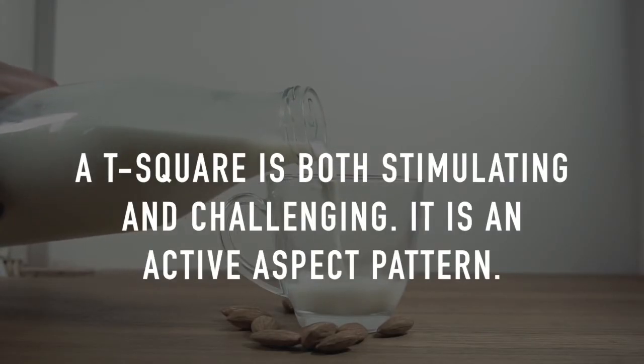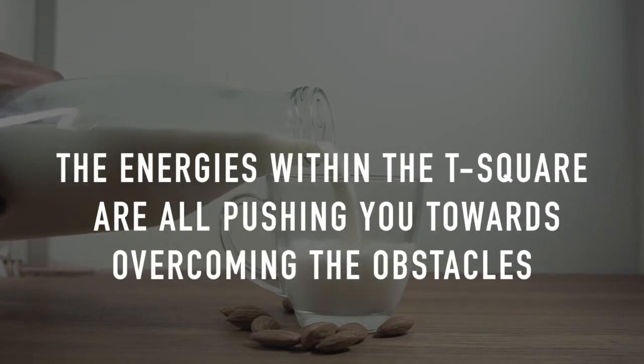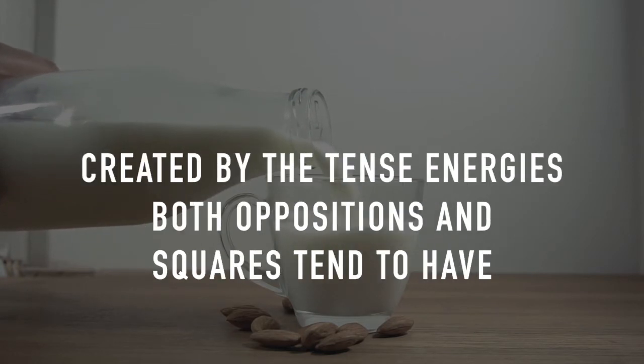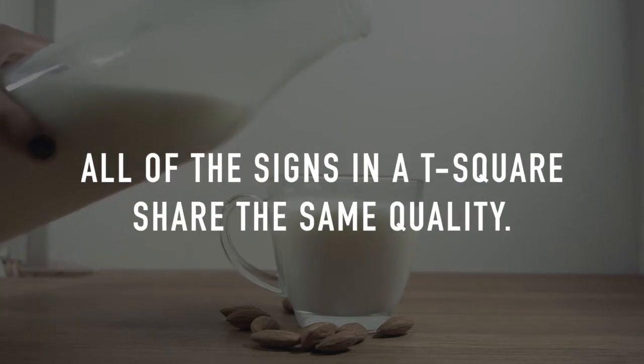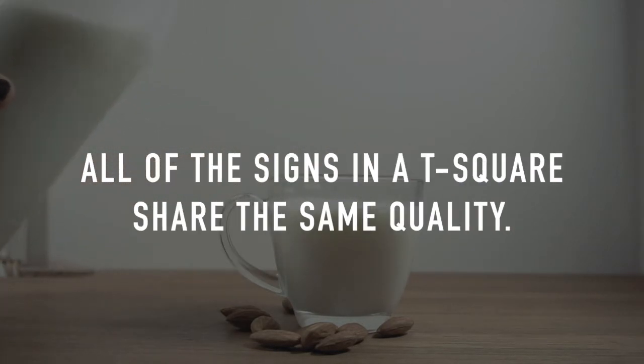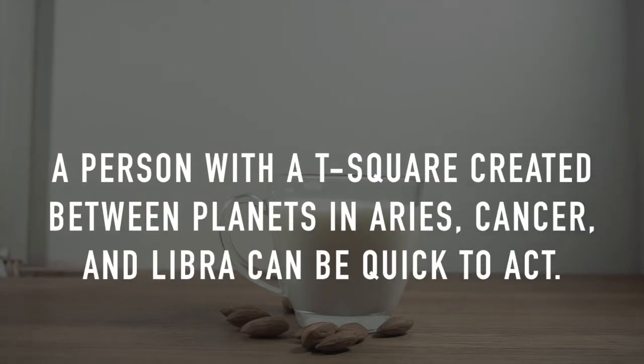A T-square is both stimulating and challenging. It is an active aspect pattern. The energies within the T-square are all pushing you towards overcoming the obstacles created by the tense energies both oppositions and squares tend to have. All of the signs in a T-square share the same quality. A person with a T-square created between planets in Aries, Cancer, and Libra can be quick to act.